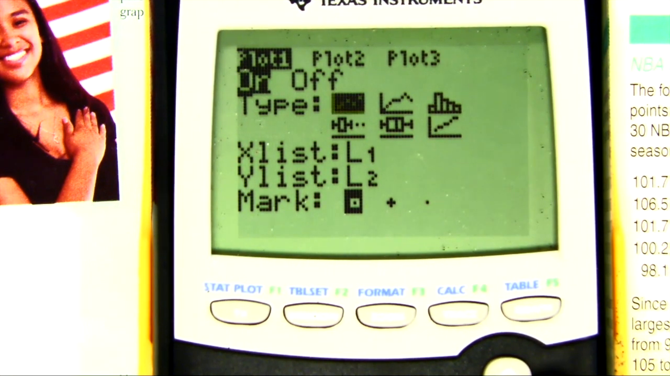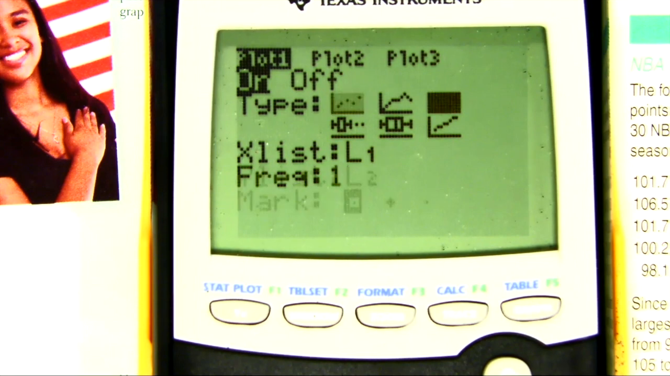And there you can see there are 6 graph types here. And you see the third one over looks like a histogram. That's the histogram one. So we're going to go there. And then you can see it says X list, and it says L1 because that's the list where I entered my data. So I'll just hit enter. Okay, see, it's already there.